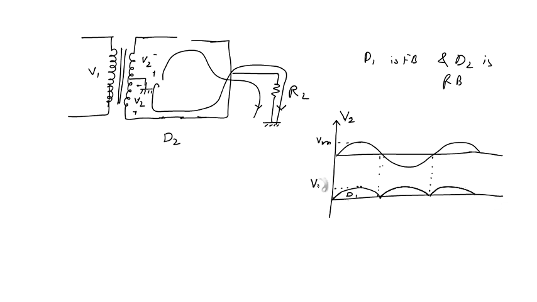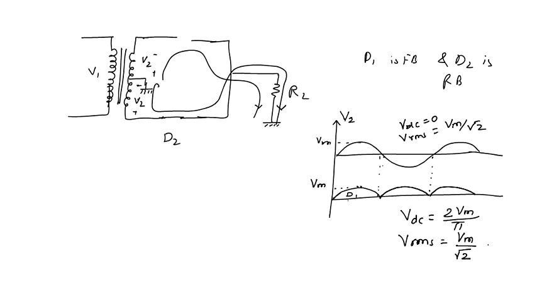If the maximum value of the input is Vm, for this input waveform the DC value VDC is equal to 0 volt because it is oscillating around 0 volts, and the RMS value will be equal to Vm by root 2. For the output voltage, the DC value will be non-zero, and this DC value is equal to twice Vm upon pi, that is double the DC value in the half wave rectifier, and the RMS value will be the same as the RMS value of input, that is Vm by root 2.